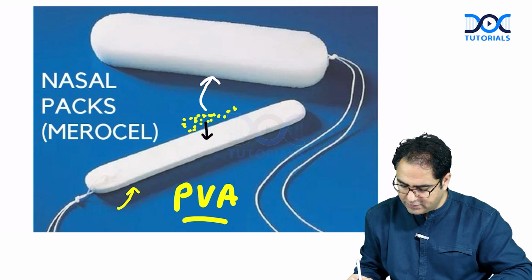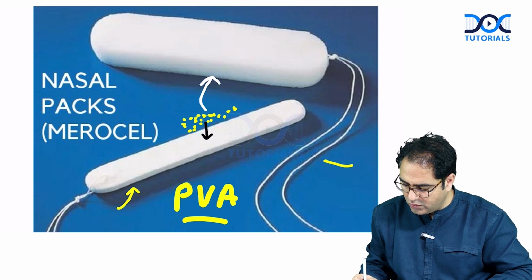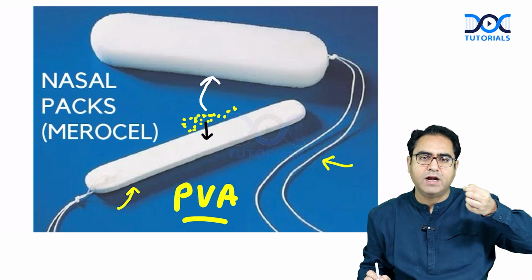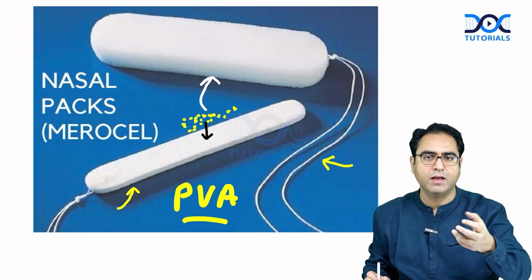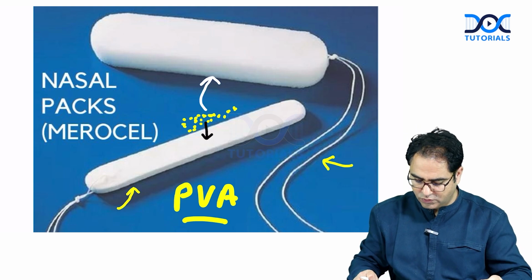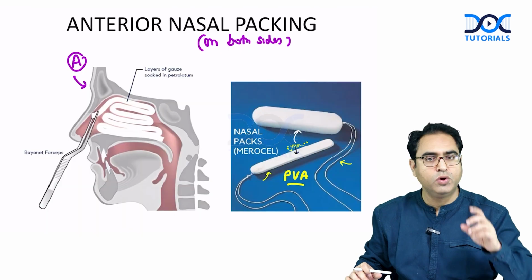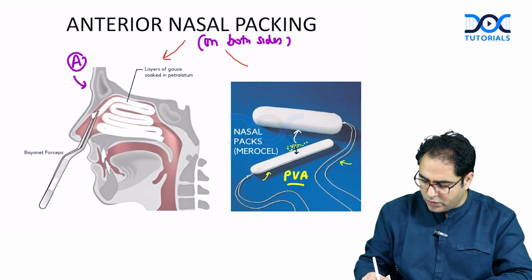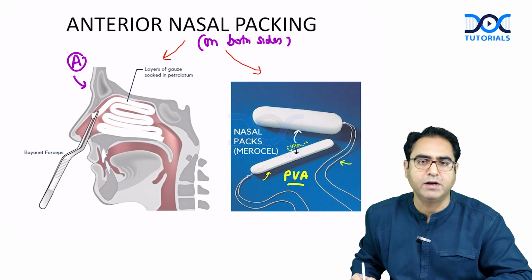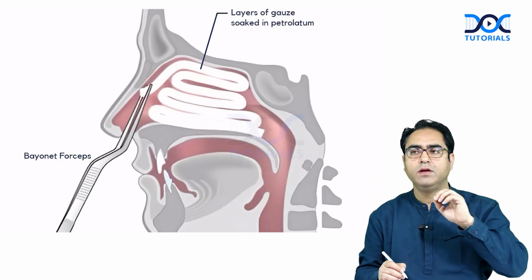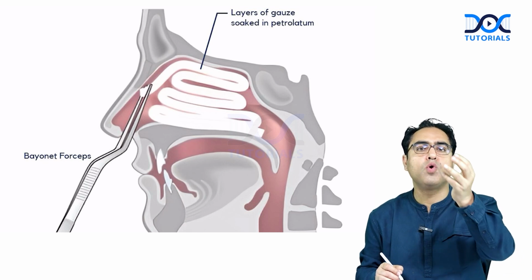Okay. These threads are to make sure the pack is inside, and later on when you want to remove the pack, hold the thread and pull the pack gently out. It's a pretty atraumatic kind of pack. PVA, polyvinyl acetate packs, are an alternative to the gauze packs. So now anterior nasal packing can be done with two techniques. Number one, the conventional technique is the gauze-based packs, and number two is the PVA packs, polyvinyl acetate packs. My dear friends, when you put an anterior nasal pack, it does not reach up to the choana area.